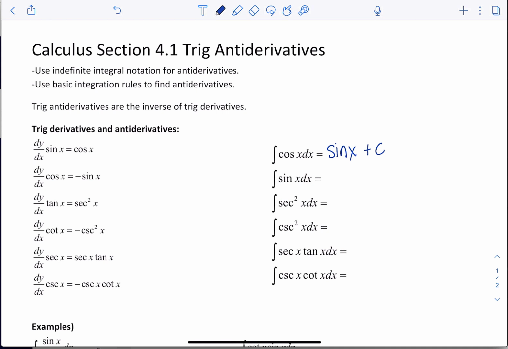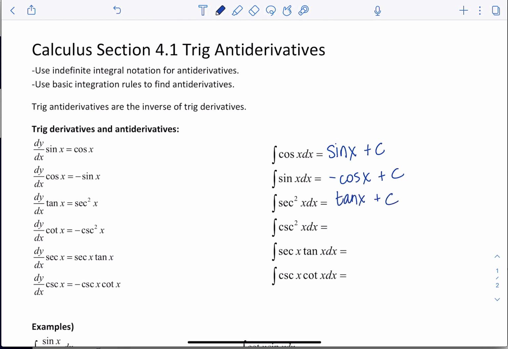Since the derivative of cosine x is negative sine x, the antiderivative of sine x would be negative cosine x plus c. On this one, we have to have that negative in there because the derivative of cosine would be negative sine, and so we have the 2 negatives that we need for canceling out. Now, tangent, the derivative of that is secant squared. So the antiderivative of secant squared is tangent x.